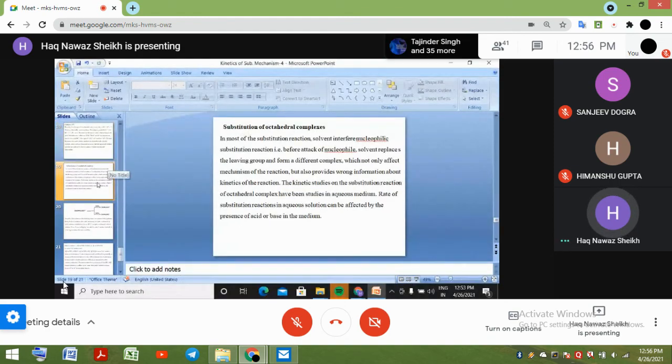Let's go to the substitution reactions in octahedral complexes. In most substitution reactions, the solvent interferes with nucleophilic substitution. Before the attack of the nucleophile, a solvent replaces the leaving group and forms a different complex, which not only affects the substitution but also provides wrong information about the kinetics of the reaction. So kinetic studies on the substitution reactions of octahedral complexes have been carried out in aqueous solution. The rate of substitution reaction in aqueous solution can be affected by pressure.